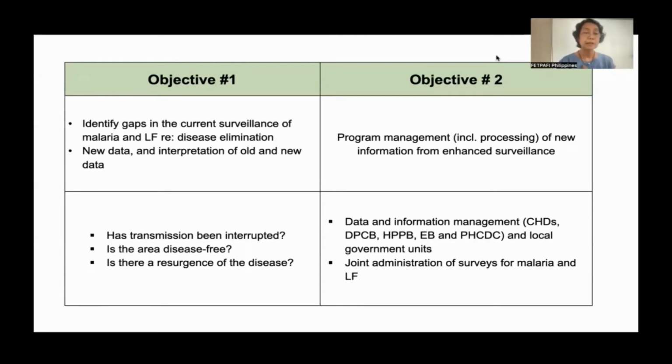For objective 1, we want to identify the gaps in the surveillance of malaria and LF for disease elimination and generate new data and interpretation of old and new data. Our questions are, has the transmission been interrupted? Is the area disease-free? Is there resurgence of diseases? Our second objective is for program management, including processing of new information from enhanced surveillance. The data and information management from the Centers for Health Development and the Central Office of the Department of Health and the local government units, and the joint administration of surveys for malaria and LF.